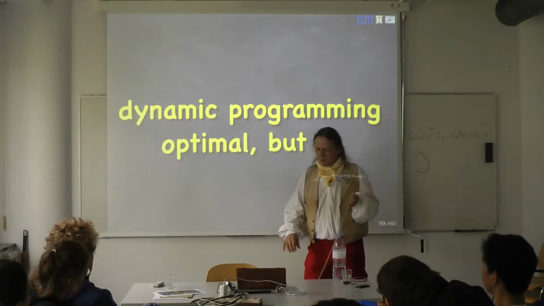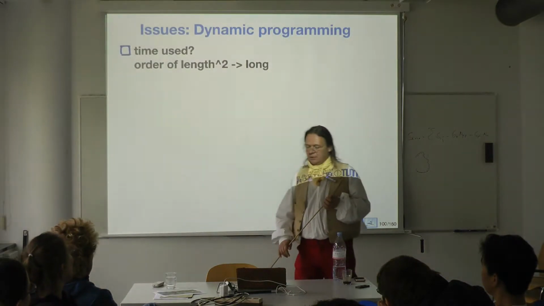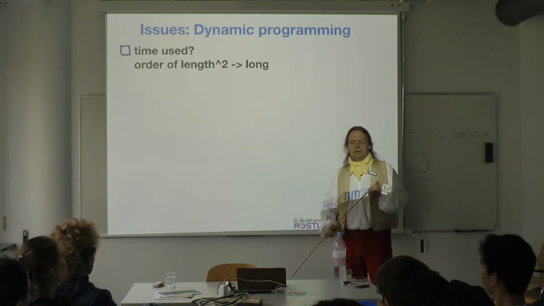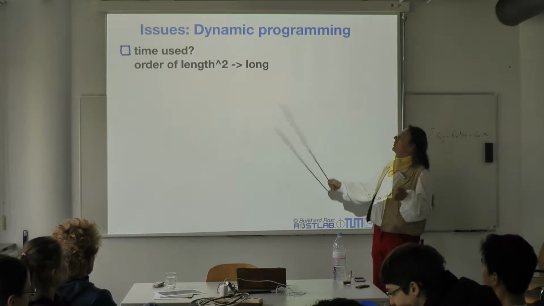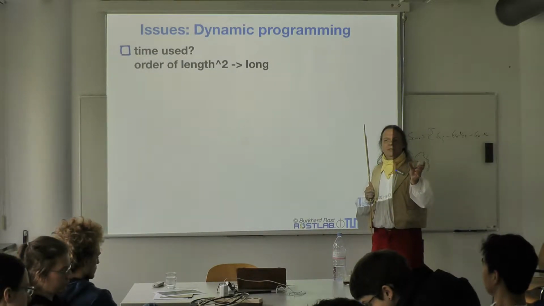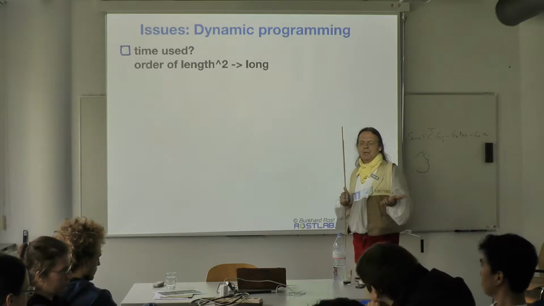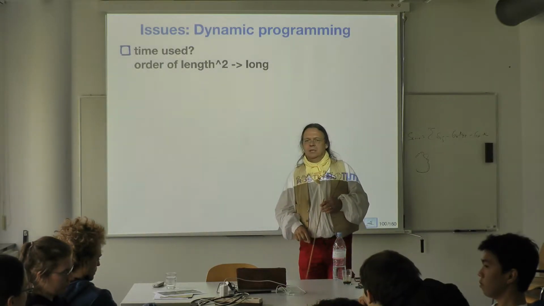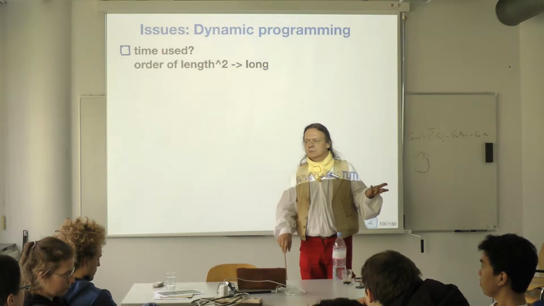Dynamic programming is optimal, but there are two issues. One is related to time. Time is essentially proportional to the length of the two sequences, so assume we have L square. Now, L square: a typical protein is how long?